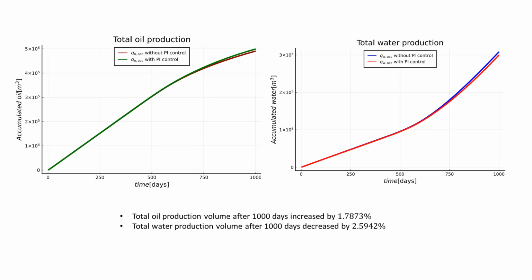On the left side of the slide, we can see the increase in total oil production volume after implementing a PI controller, denoted by the green line. The total oil production in 1000 days was increased by 1.7873%. Another figure demonstrates the decrease in total water production after implementing the PI controller, denoted by the red line. The water production in 1000 days was decreased by 2.5942%.